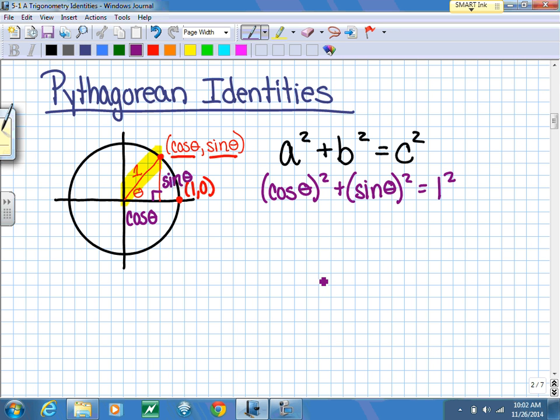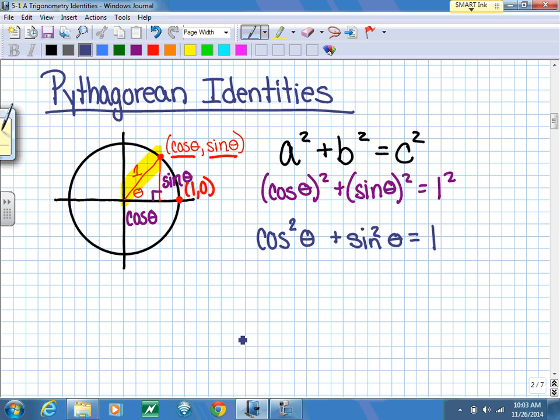Taking cosine squared plus sine squared will always get us 1, since the radius of our unit circle is always going to be 1. Now we write this out slightly differently in most textbooks. Instead of using parentheses and putting the 2 out in front, you'll put the square after the cosine. All this is saying is cosine theta squared plus sine squared theta is equal to 1. So this is our Pythagorean identity: cosine squared theta plus sine squared theta equals 1, or sine squared theta plus cosine squared theta equals 1.